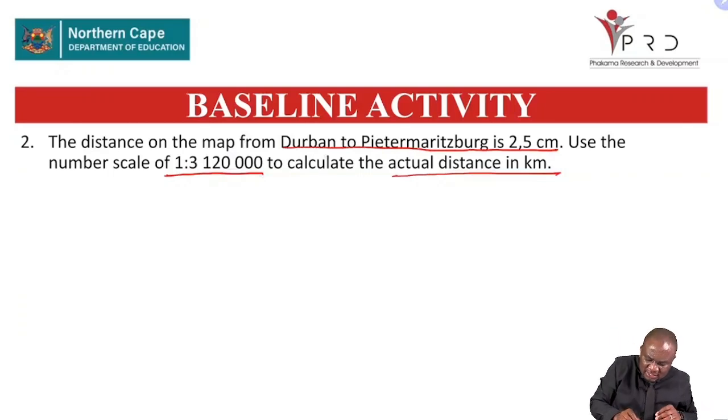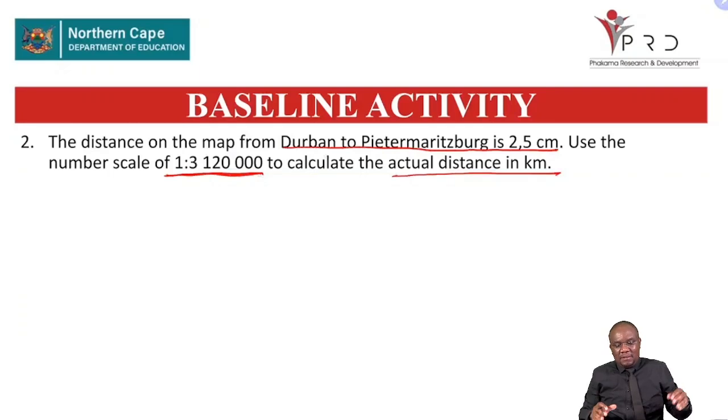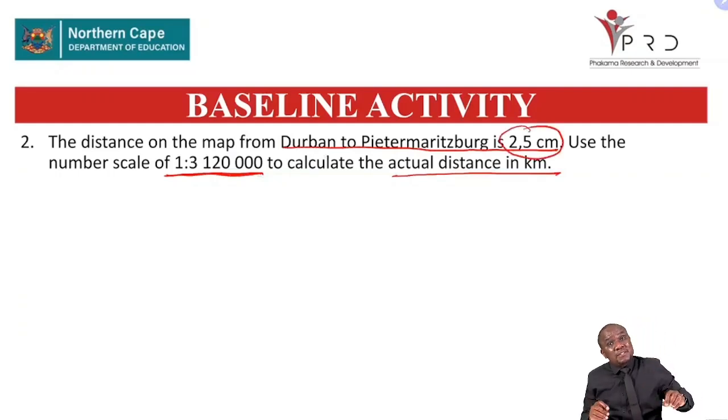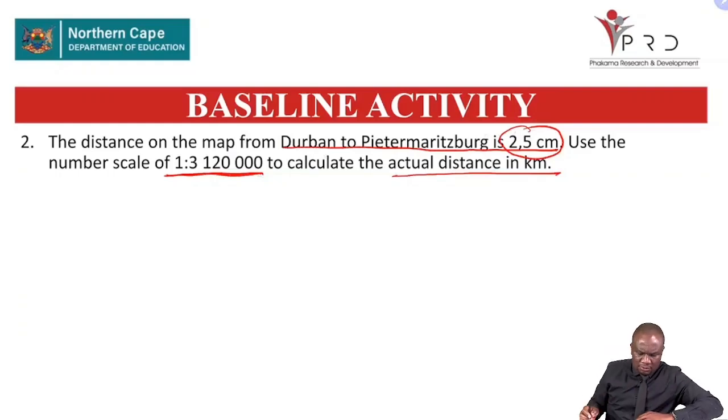Like we said, this is the number scale. There are no units there. It can be centimeters to centimeters, meters to meters, or kilometers to kilometers. But the distance that we are given on the map is in centimeters. So let's get our distance in centimeters. Then how are we going to convert from centimeters to kilometers? We have to convert from centimeters to meters, and then from meters to kilometers. Or you can convert once. I'll show you how to do that.